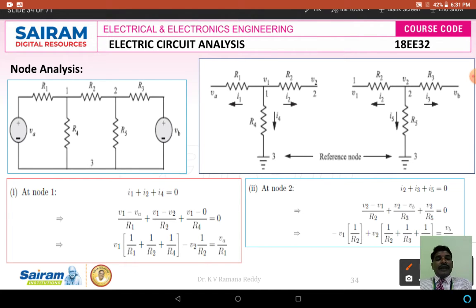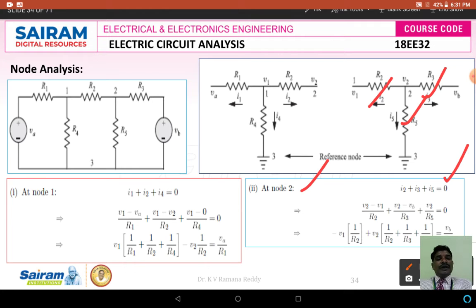See here, I2 is the current flowing from node 2 to node 1, which is current away from the node, and I3 is the current flowing from node 2 to another voltage called VB, and I5 is the current flowing from node 2 to node 3, with respect to the reference node. So now I am going to apply Kirchhoff's current law for node 2. If all currents are moving away from the node, then I2 + I3 + I5 = 0.